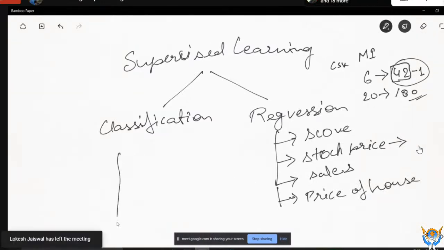Okay, in contrast, what is the classification problem? Classification problem is basically when you have to classify between some classes.